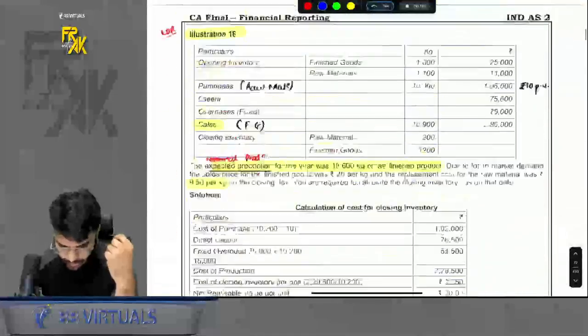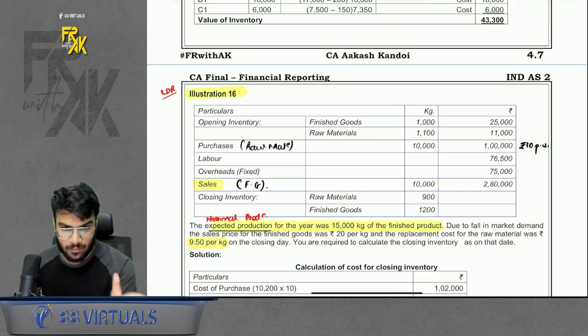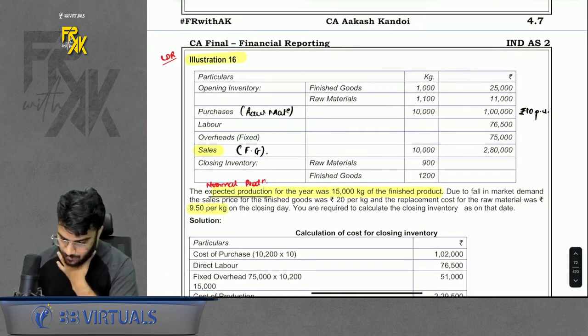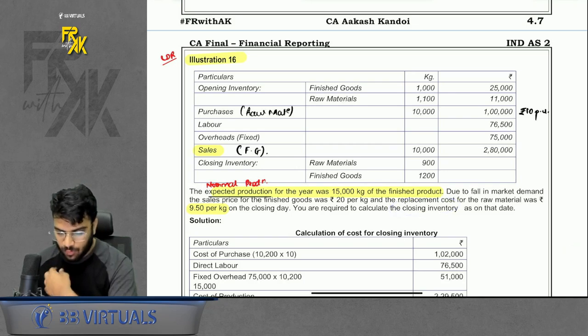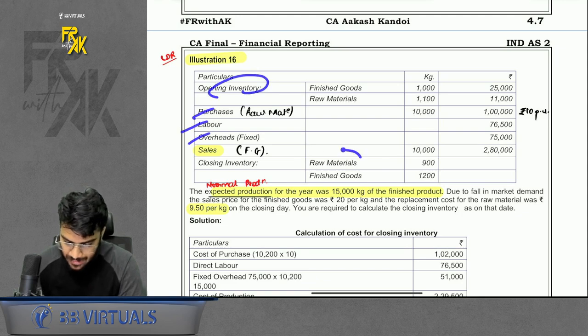One more good question is, I guess, illustration number 16. A fantastic question. Please do give it a read. I will, of course, revise this with you. What is there? So we need to again find the value of closing inventory. How do we find it? So now opening inventory is given, few expenses are given, closing inventory is also given.